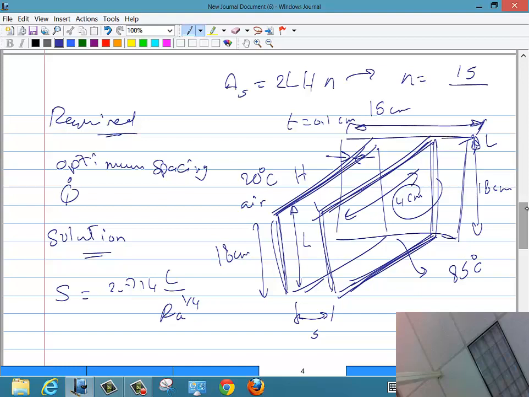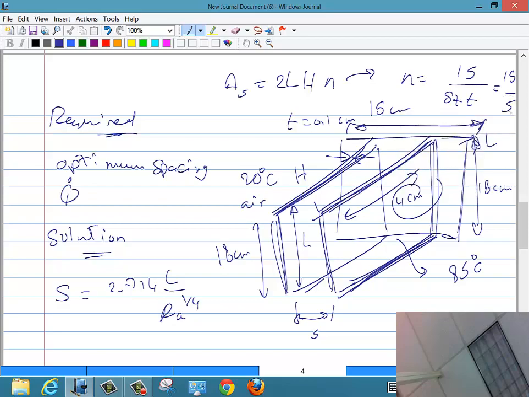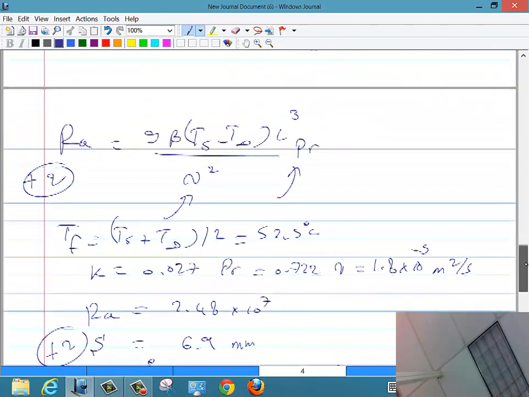So it's the 15 divided by S plus T, right? And in that solution he even, you don't have to do this, but he even said, let's just make it 15 over S. Right, so why did he do this?